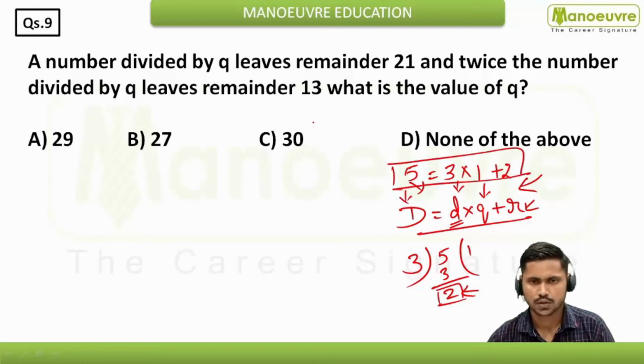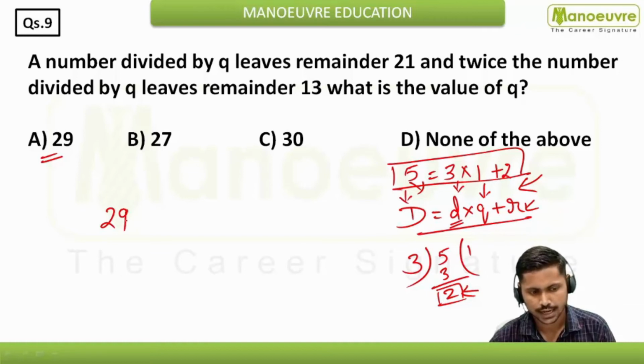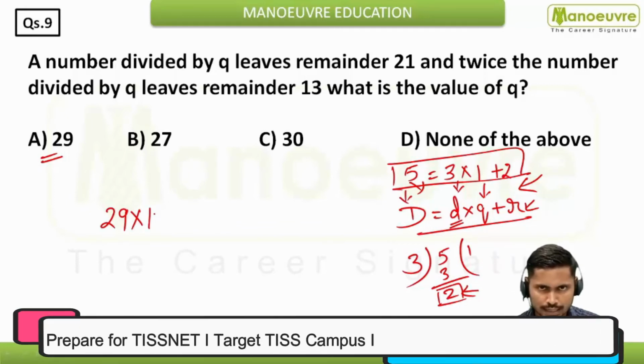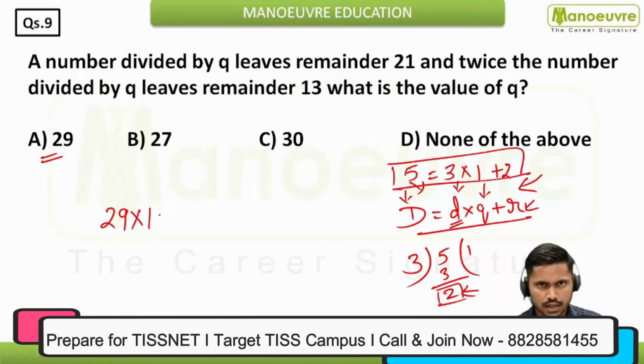In the same way, here also you have to check the options. So I'm starting with option A, right? You will take q, which is nothing but the divisor, as 29, because you have to find out the value of q, and in the options the value of q is given. So 29 we have to multiply by 1. Why 1? You can take any value, so I have taken 1 because it is very easy, and the calculation can also be done very easily. That is why I have taken 1 first.